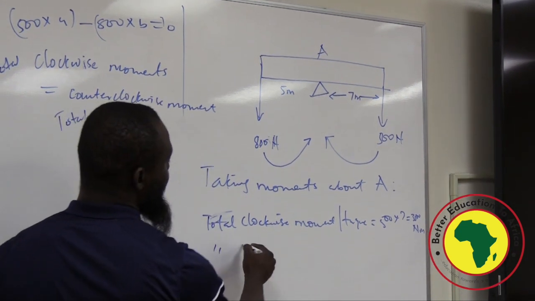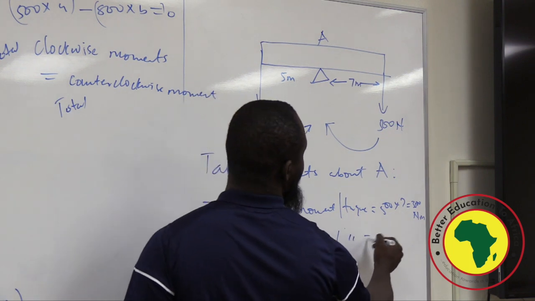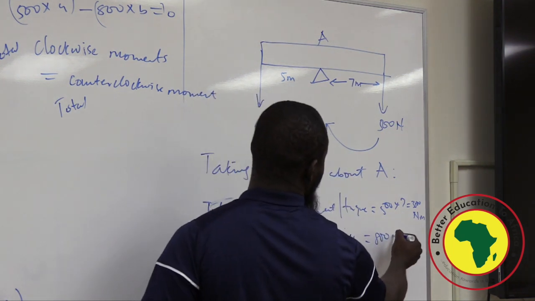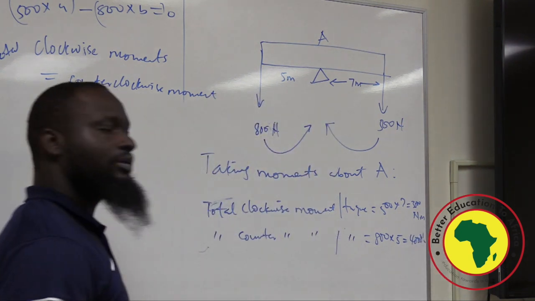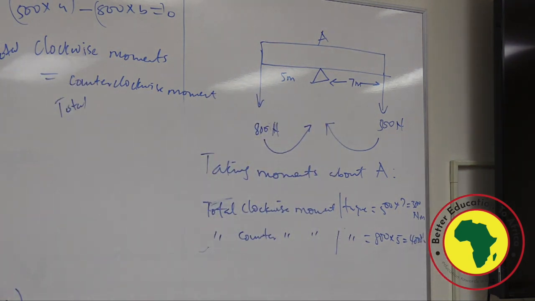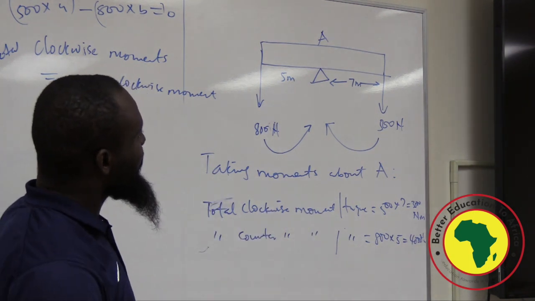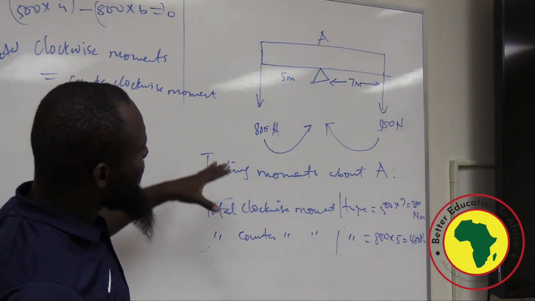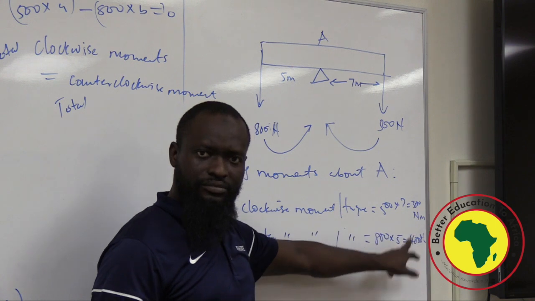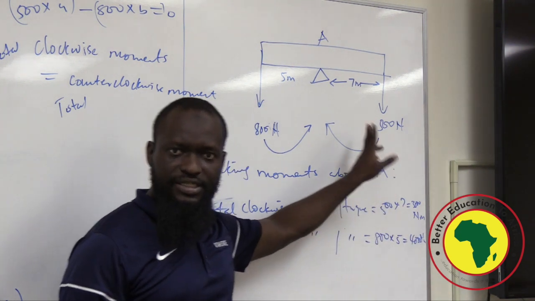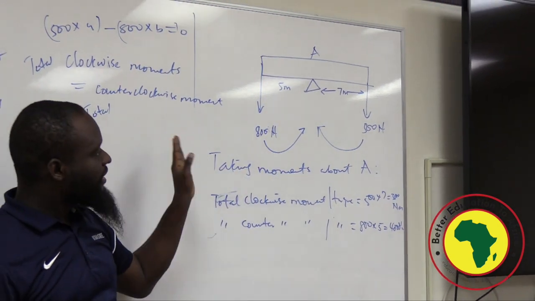So what about total counterclockwise? Counterclockwise moment or torque would be this guy, 800 times 5, 4,000 Newton meters. Okay? Good. So the clockwise moment is that, the counterclockwise moment is that. So in this case, you can see that the clockwise moment and the counterclockwise moment are not the same. They are not the same. So it means this system will not be in equilibrium. So for a system to be in equilibrium, they are supposed to be the same.